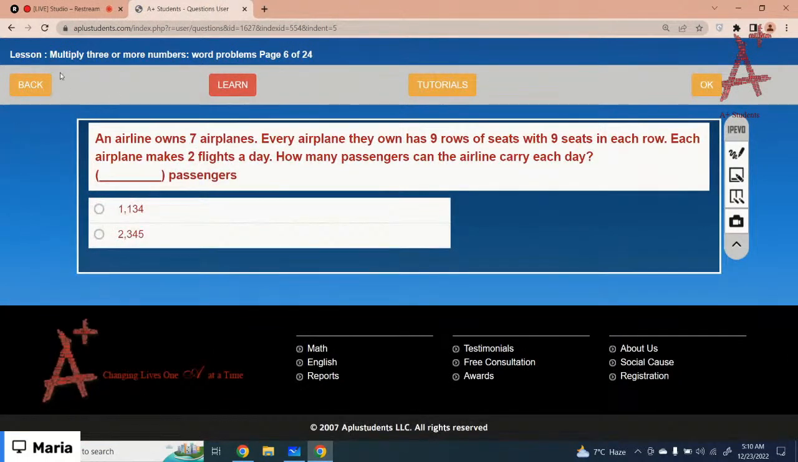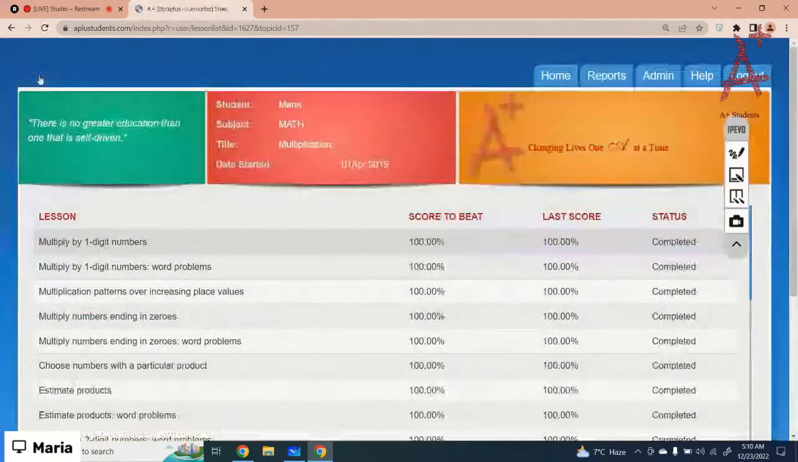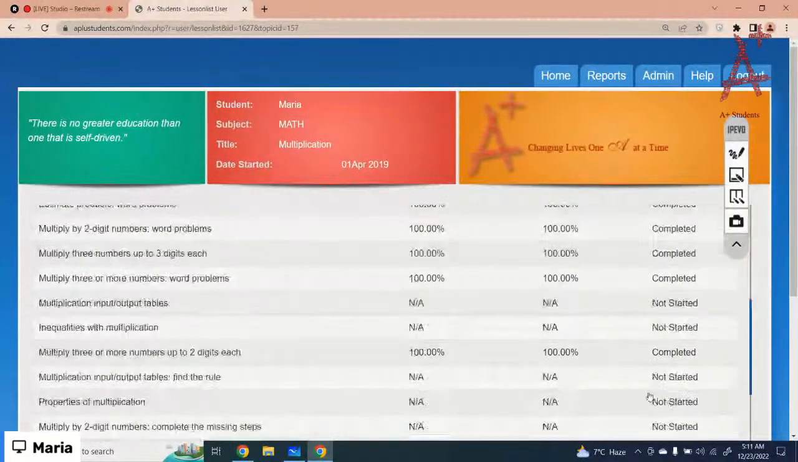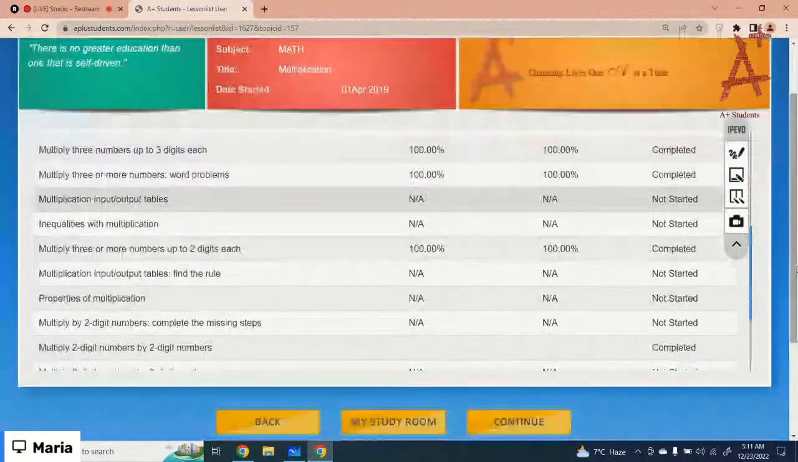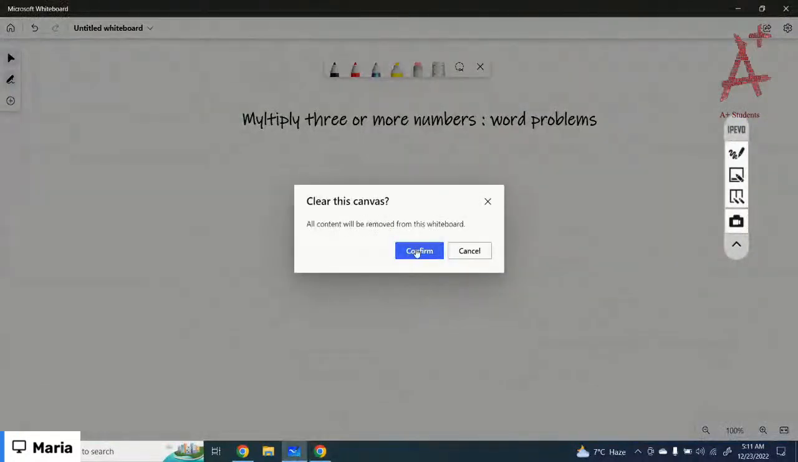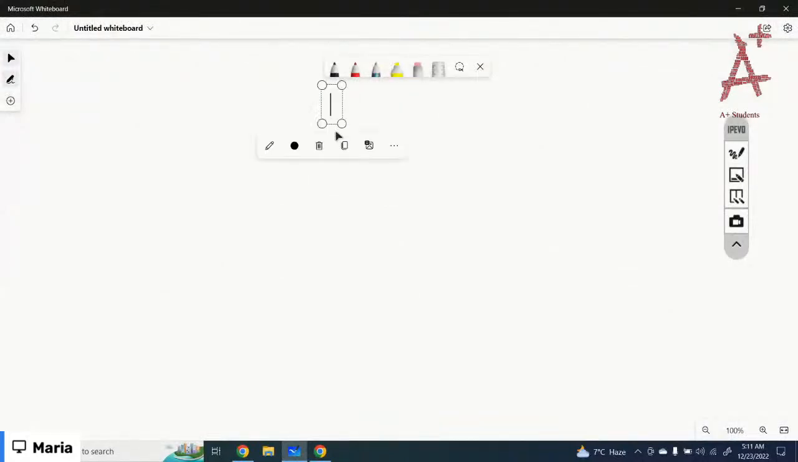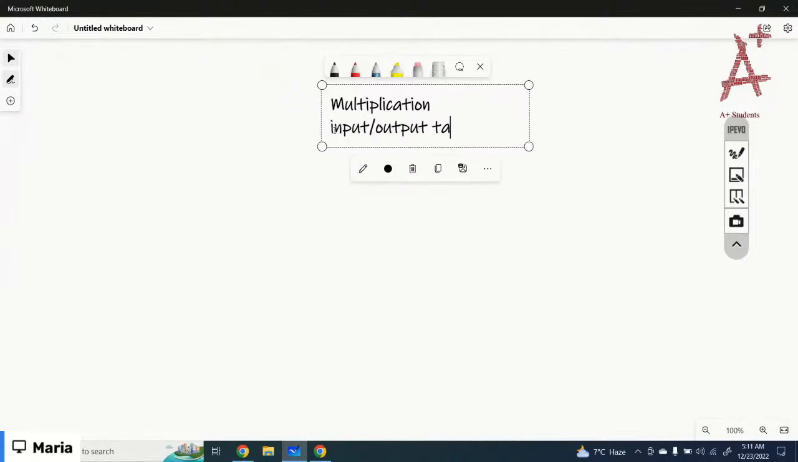Okay, you can complete the test by yourself later today. Let me just move on to the next lesson, and the next lesson is multiplication input output tables. Let me just write down the lesson: multiplication input output tables.